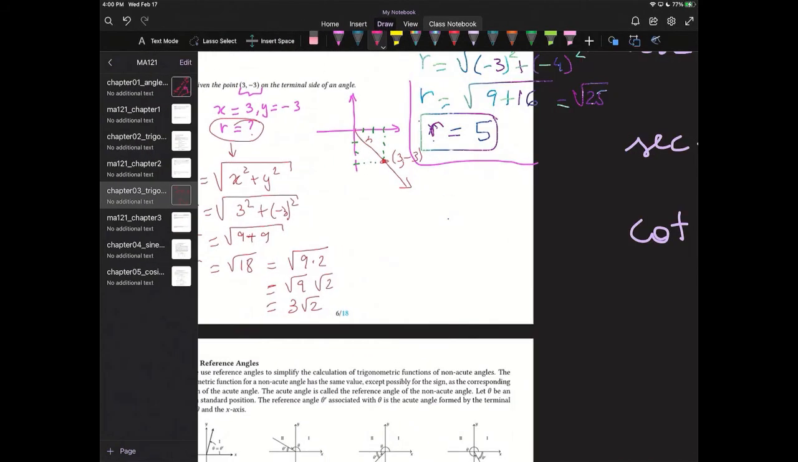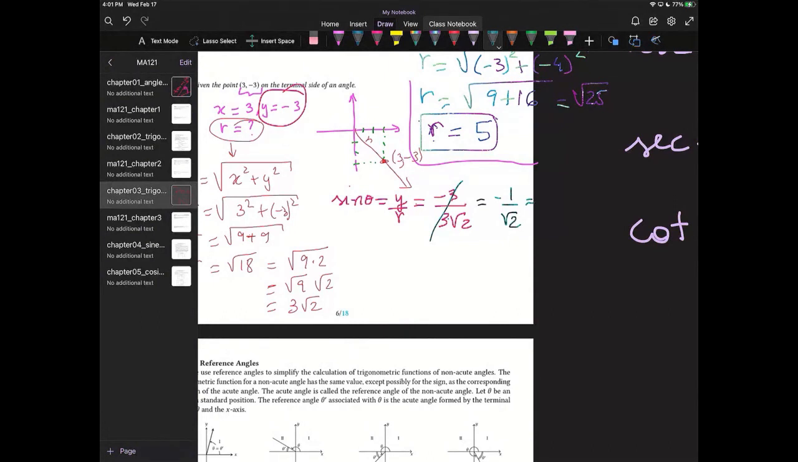Now with that r, I can compute all trigonometric functions again. I want to write sine first, which is y over r. Y by definition coming from the point is negative 3. So we have negative 3 over r, which is 3 square root of 2. Notice that I can reduce the fraction, right? Both 3's cancel each other. So I could simply write this as negative 1 over square root of 2.